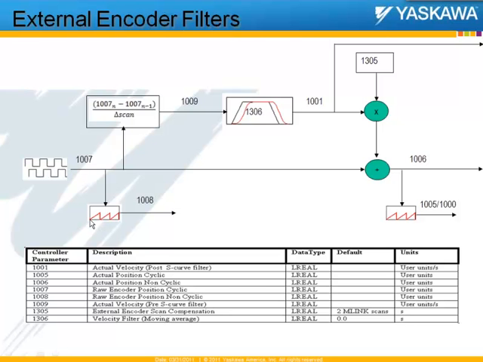1008 is the modularized position for the external encoder. You can see the modularized figure here. 1008 is the parameter that shows you the modularized position. 1009 gives you the velocity that is calculated from raw encoder pulses. And this is the first parameter that I'd like to talk about.